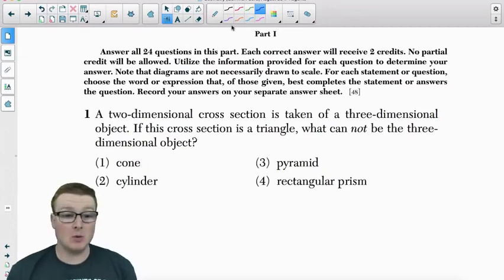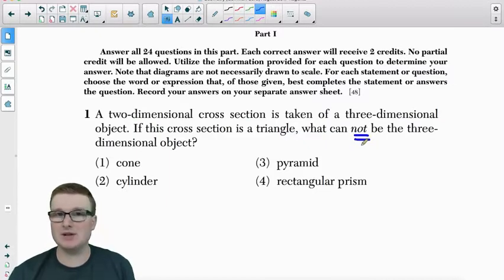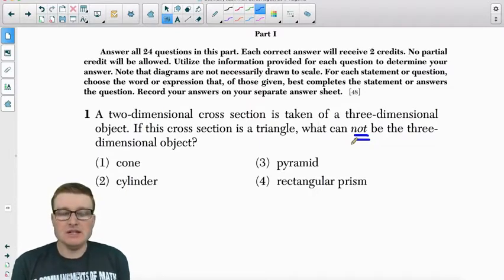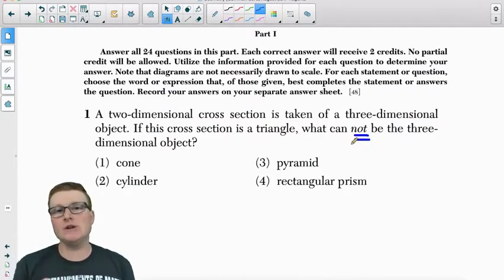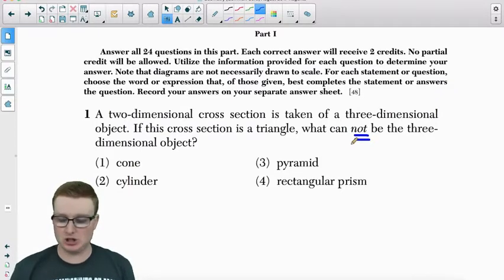Here we go. Number 1 says, a two-dimensional cross-section is taken of a three-dimensional object. If this cross-section is a triangle, what cannot be the three-dimensional object? So we have these 4 figures at our disposal in the multiple choice. What we need to do is determine which of the following figures cannot produce a triangular cross-section.